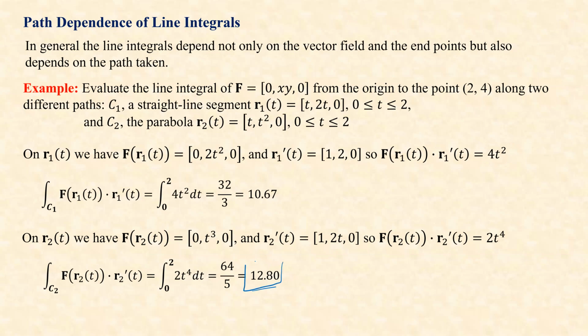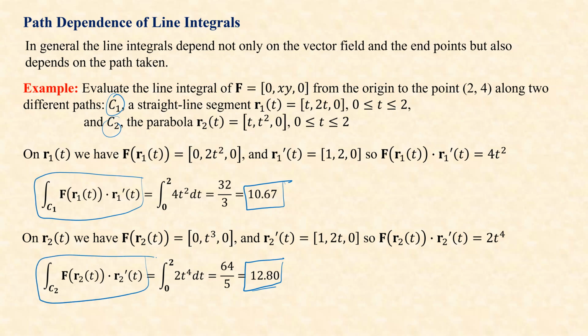And you see these two are different. It means that the line integral over this path C1 and over C2 are not the same, right? This is over C1, this is over C2. They are not the same, right? So in general, the line integrals are path dependent.